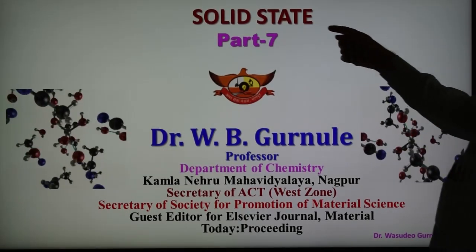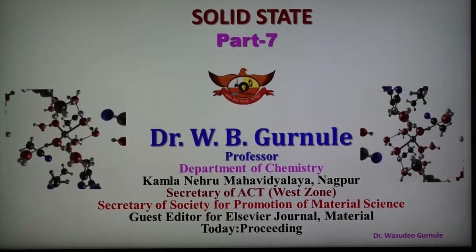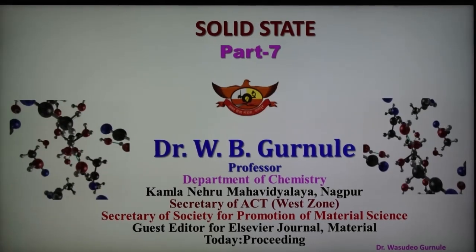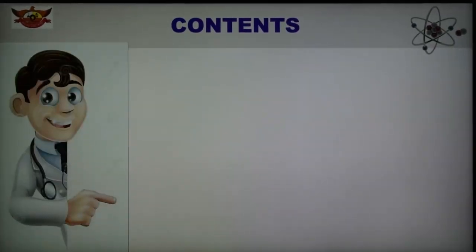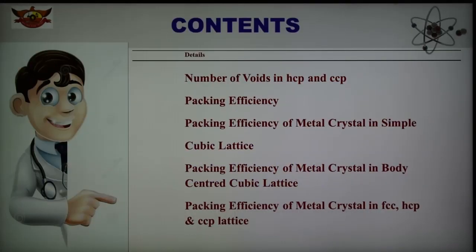Today's part is the solid state, and this is part number 7. In this part number 7, the topics we are discussing are the number of voids in HCP and CCP, packing efficiency of metal in the case of simple cubic lattice, packing efficiency of metal crystal in the case of body centered cubic lattice, and the packing efficiency of metal crystal in FCC and HCP and CCP type of lattice. So all these are the parts.